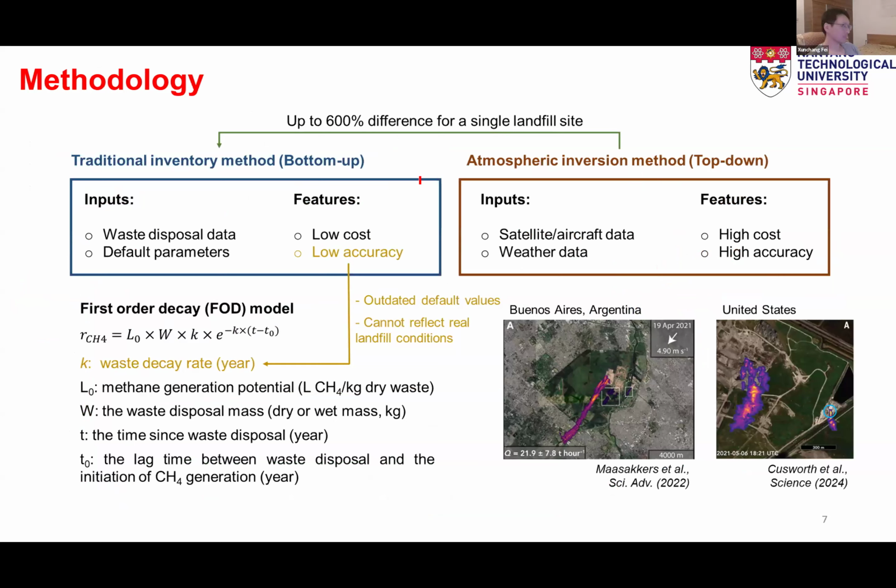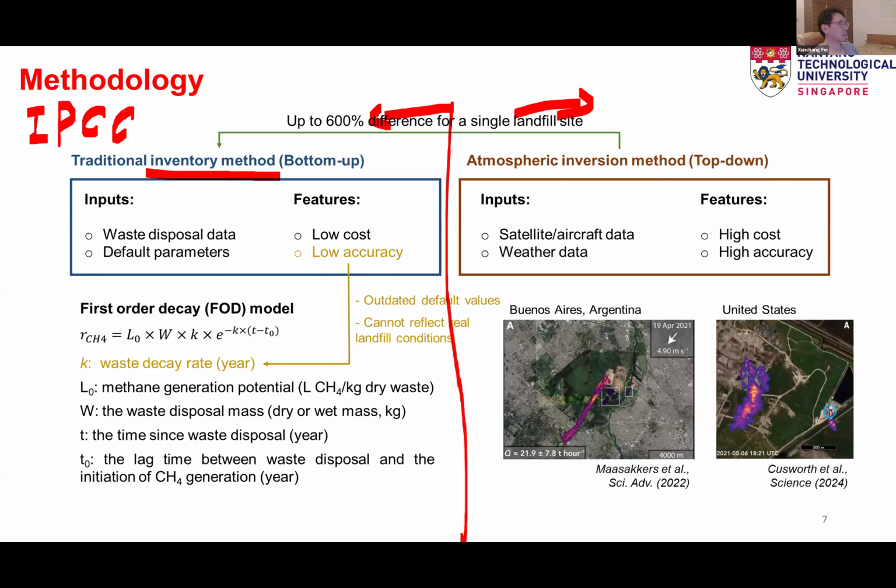So now let's move on to really look at how people are estimating methane emission from waste nowadays. All right. So we basically have two major approaches, the left one and the right one. The left one here is what we call the conventional approach, or bottom-up inventory method, which is recommended by the IPCC. The IPCC, is that the Intergovernmental Panel on Climate Change, right? By the way, it's also very similar to the US EPA's method.